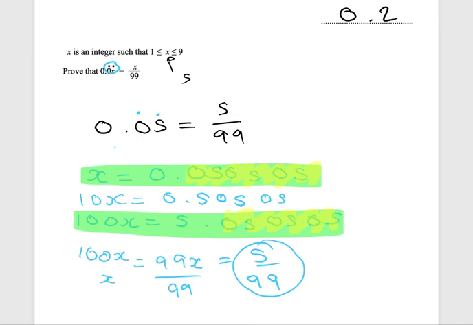So that means that 0.05 reoccurring is equal to 5 over 99, and this would work even if we used any number between 1 and 9. Okay, so that's how we would prove it. This would be worth 4 marks if we proved it like that.